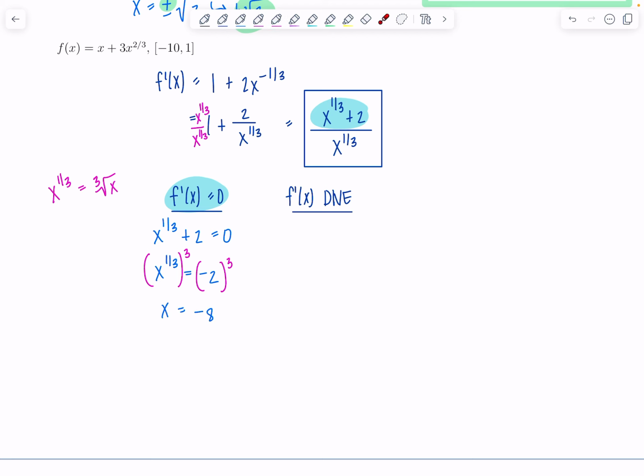Is that on the interval from negative 10 to 1? Yeah, we're good. Okay. So there's a critical number.